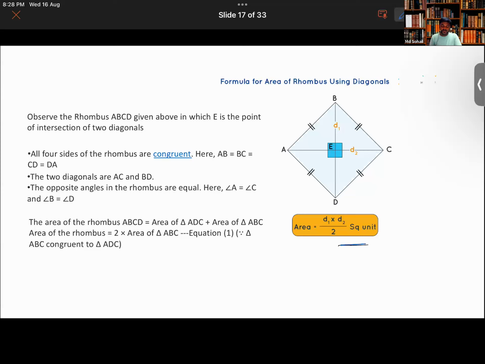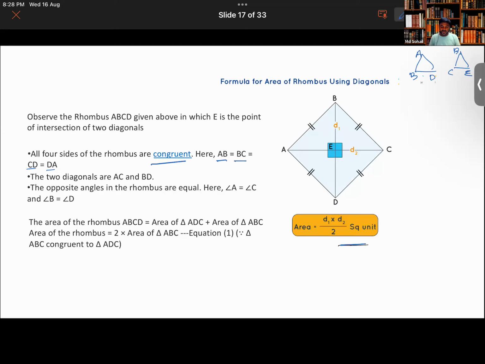Here, if you observe this rhombus ABCD, since all the sides are equal, we can say that AB equals BC equals CD equals DA. So all the four sides of a rhombus are congruent. Congruent, are you aware of this term or not? Like if I have two triangles in which side AB is equal to side BC, and side BD is equal to side CE, we say that they are congruent to each other. Getting it now?